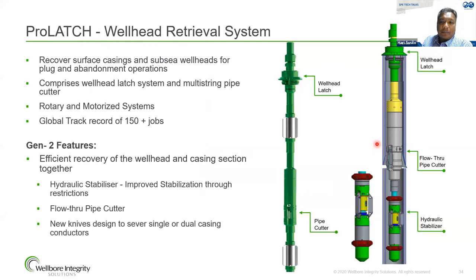Okay, next on abandonment, of course, there is a wellhead retrieval system, which recovers the surface casing and also the subsea wellhead. This is only for subsea abandonment. The BHA consists of the cutters, some stabilizers and also the wellhead latch. The wellhead latch is similar to a collet grapple, which is customized depending on the type of wellhead. What they do is cut the casing, as you can see on the right-hand side over here. Once the casing is cut, you can just pull it together with no issue.